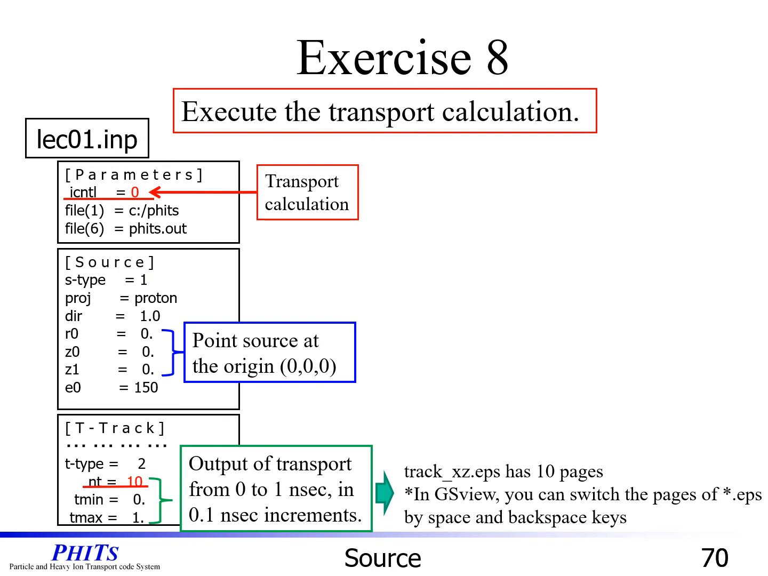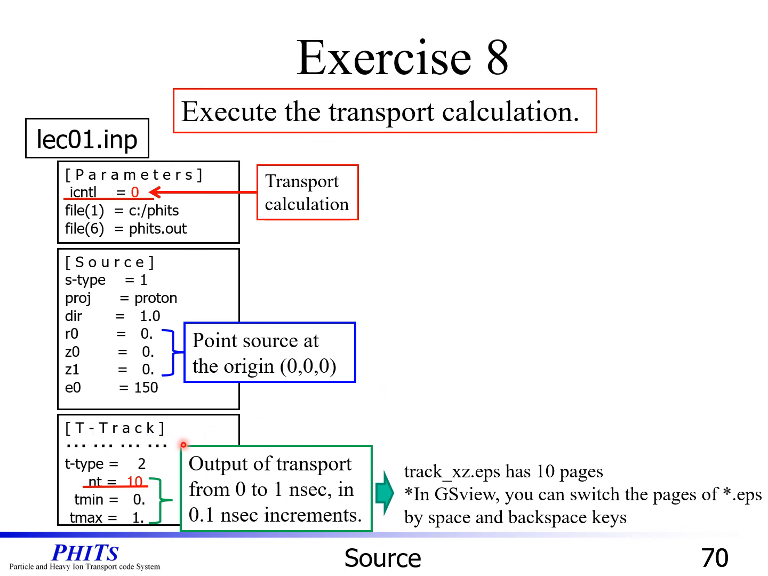Let's try exercise 8. Execute a transport calculation of PHITS. Please change the icntl parameter to 0 in the parameters section. Check R0, Z0, and Z1 parameters in the source section. These settings mean a point source at the origin, 0, 0, 0. Furthermore, please check the T-track section too.